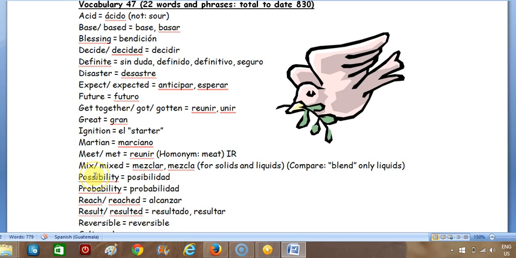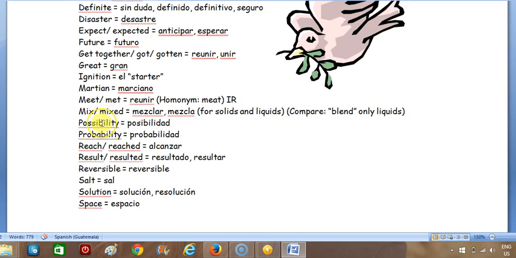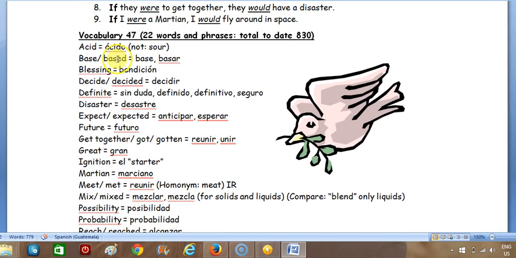Okay, good. Possibility. Probability. Reach. Reached. Result. Resulted. Reversible. Salt. Solution. Space. Well, that's it for lesson 47.